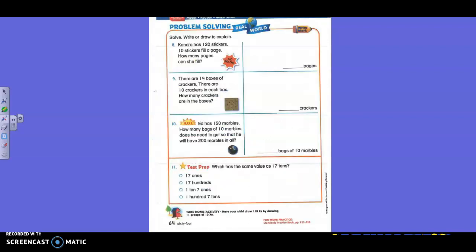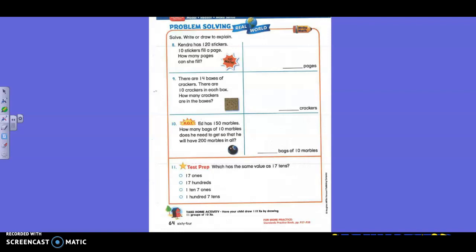Okay, turn your paper over real quick. Okay, write and draw to explain. Are you ready? Okay, number 8, let's read it. Kendra has 120 stickers. 10 stickers fill a page. How many pages can she fill?